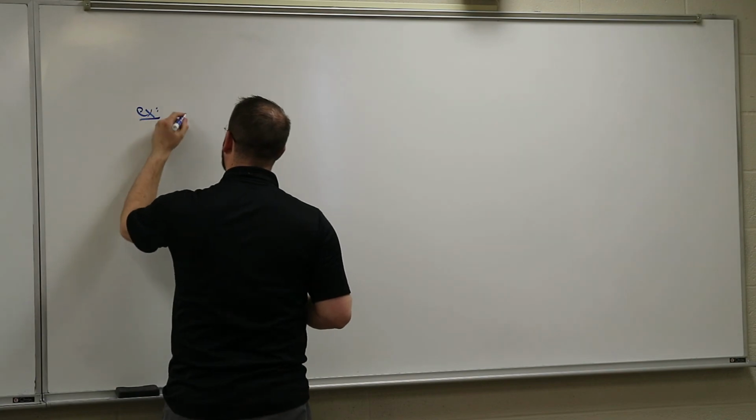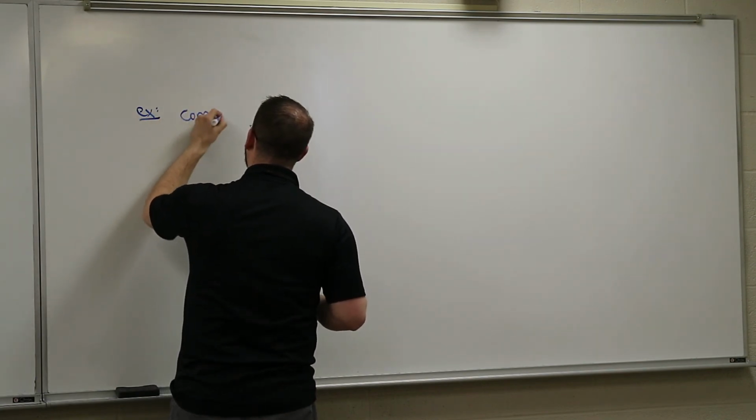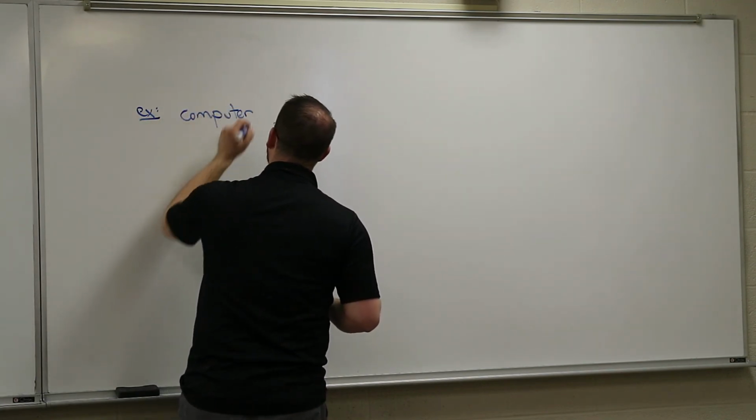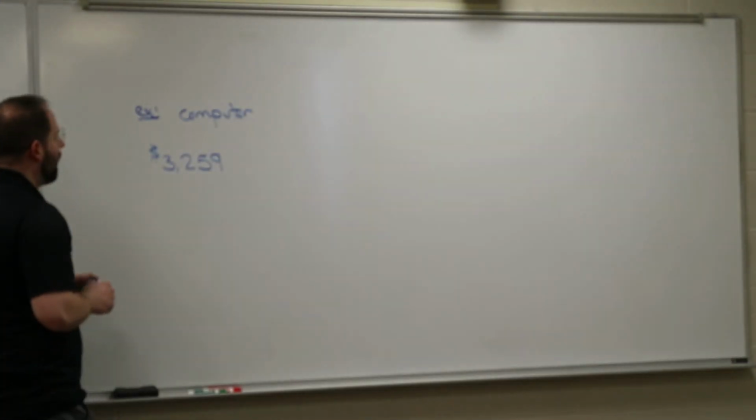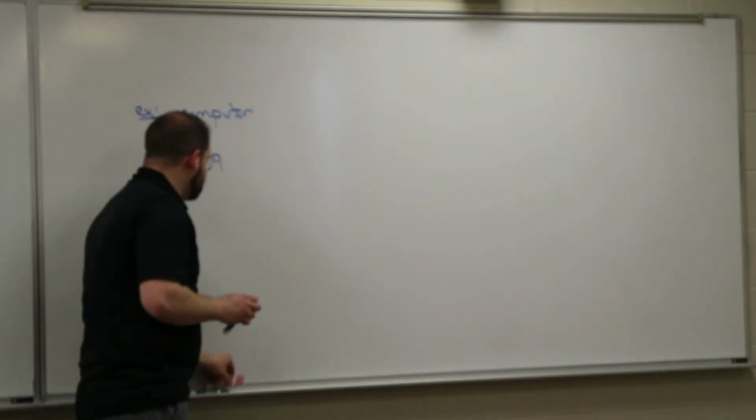Okay, here's the problem I'd like you to try on your own. We're going to take out a small loan. We're going to take out a loan for a computer. The computer we're going to buy is $3,259. If it's that much, then it better be a supercomputer. Yeah, it's definitely a high-end gaming machine. Okay, so that's the money we're borrowing.